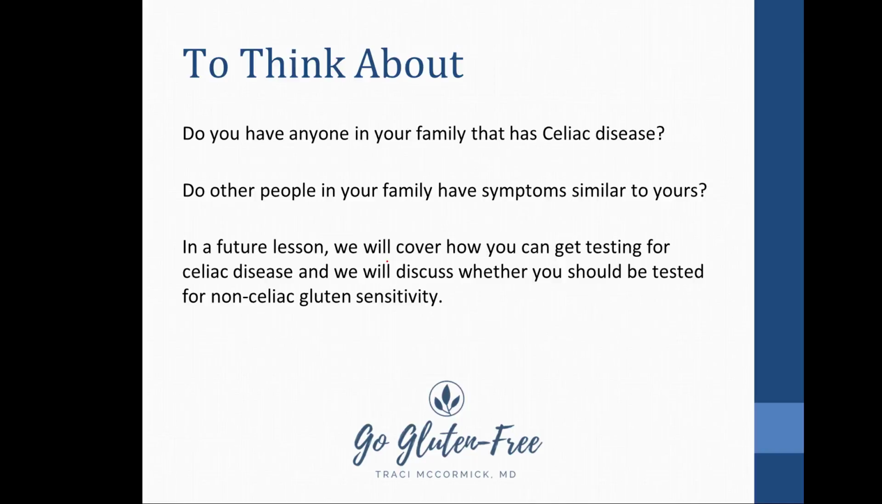So between now and our next lesson, I want you to do a couple of things. I want you to think about your family and your family history and your parents and grandparents, aunts and uncles and such. And know, number one, have any of them been diagnosed with celiac disease? Because if they have, then you're at really high risk of having the disease as well. Or if no one's been diagnosed with celiac disease, do other people in your family have symptoms that would suggest that they have celiac disease?